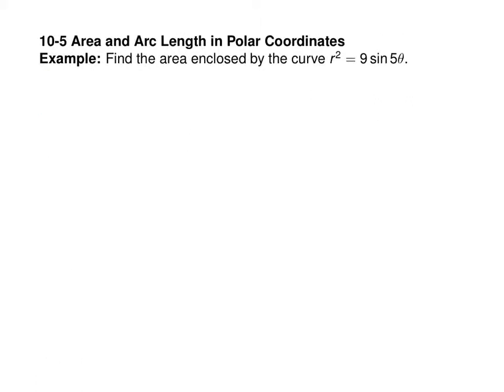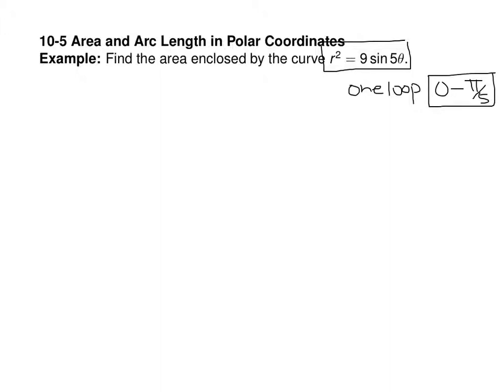So find the area enclosed by the curve r squared equals 9 sine of 5 theta. Now this one is a little bit tricky, so if I gave it to you, I probably would give you a picture and I would give you bounds. But one loop of this curve is traversed between 0 and pi over 5. So I will have to tell you that because thus far I haven't found a textbook that really explains to me exactly when and how you can figure this out.